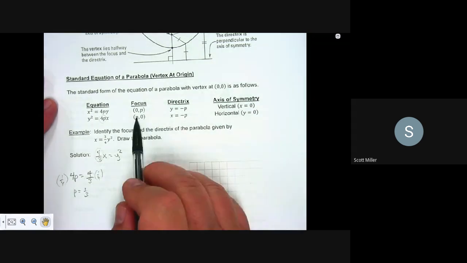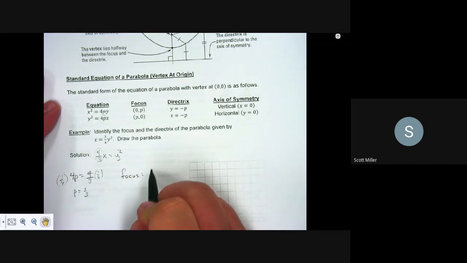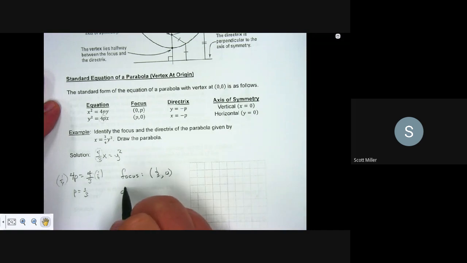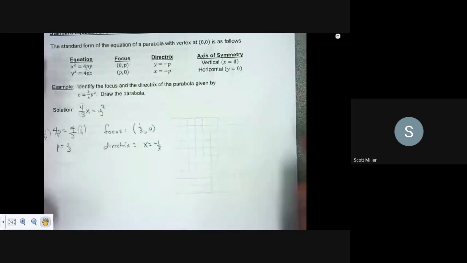And I need that because that allows me then to find the focus and the directrix. So my focus now is going to be at the point 1/3, 0. And the directrix is going to be the equation x equals negative 1/3. Okay, and then that allows me to graph this.